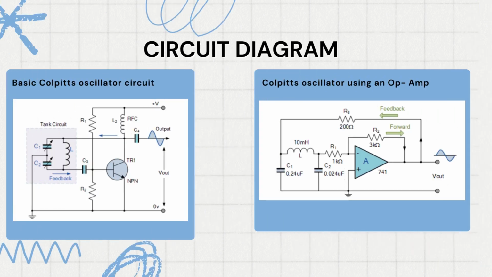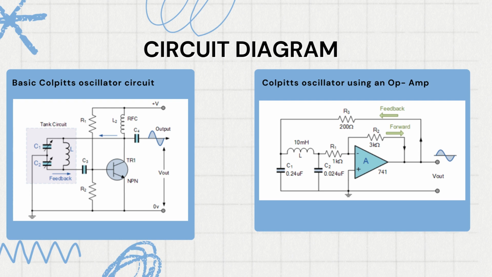For circuit diagram, we have two types, that is basic Colpitts oscillator and Colpitts oscillator using op-amp. Firstly, in basic Colpitts oscillator, we can see it has a bipolar junction transistor BJT. The emitter terminal of the transistor is effectively connected to the junction of the two capacitors C1 and C2 connected in series. An inductor L is connected parallel to the serial combination of the capacitors C1 and C2. It will be LC tank.